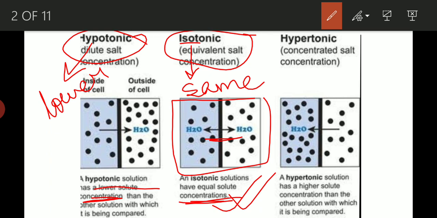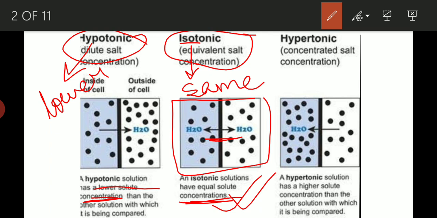So as a result, what will happen? We know that osmosis means from higher concentration to lower concentration. So water molecules will move inside the cell. From outside it will move inside the cell. So basically endosmosis will occur. So here when a cell will be kept in hypotonic solution, endosmosis will occur.